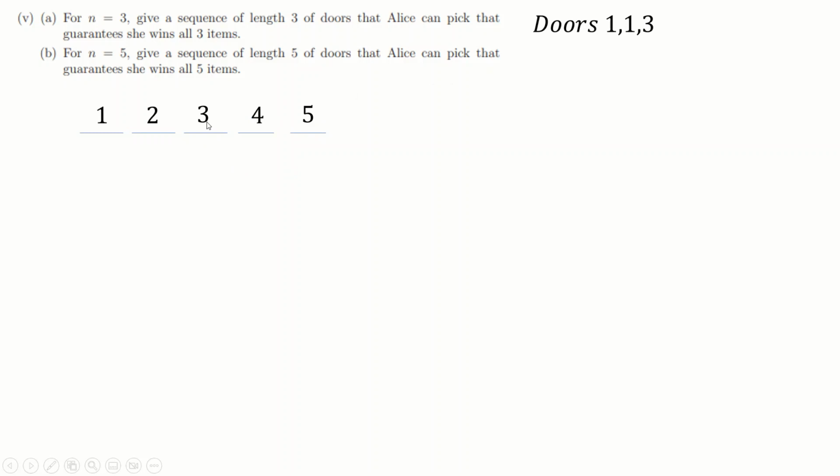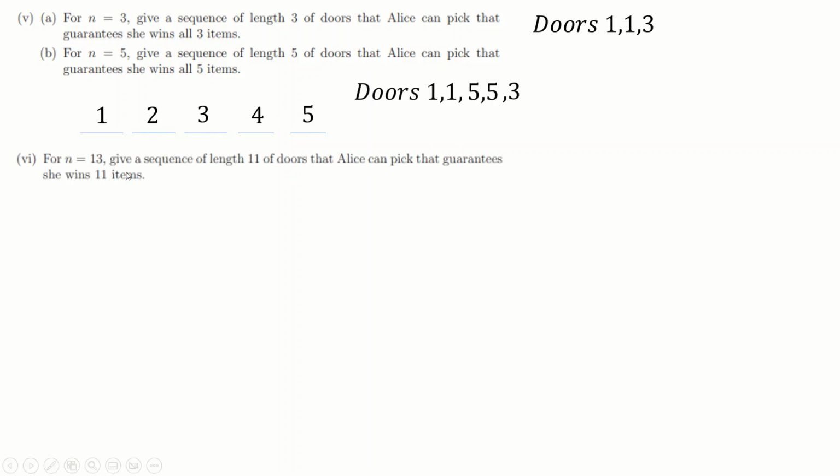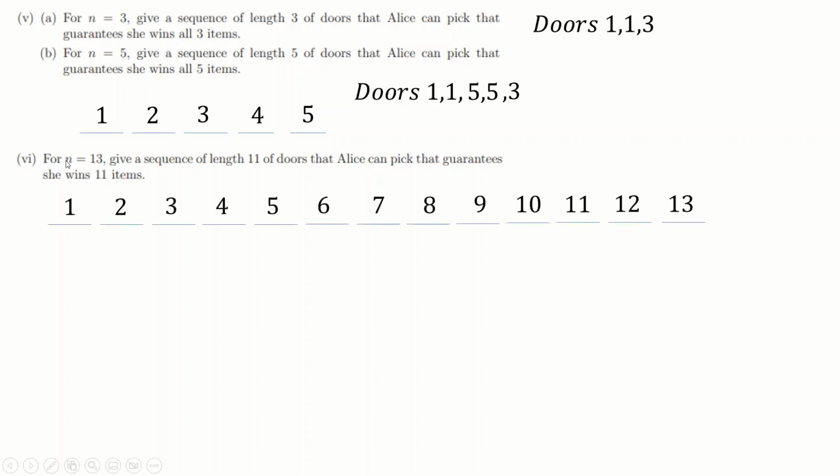3 has been left alone the whole time, so then you pick door number 3. Easy. Now this one is the one that really requires some thought. For n is 13, which is the previous case we saw, and we found a sequence of 10 doors, now we have to find a sequence of 11.